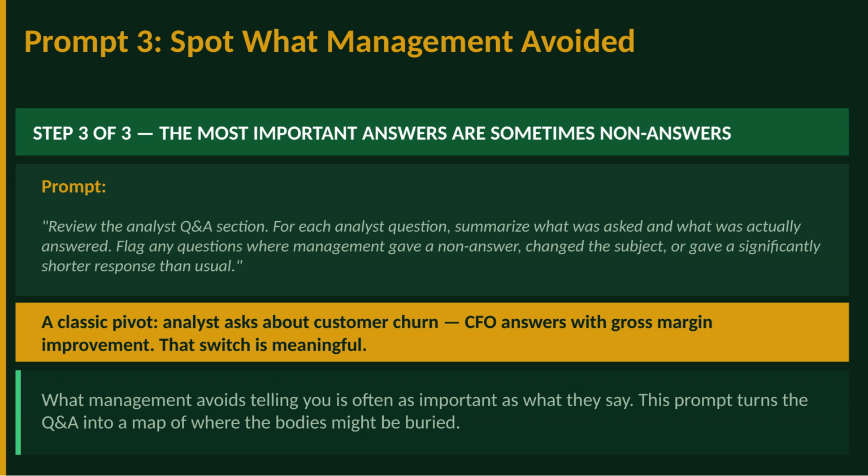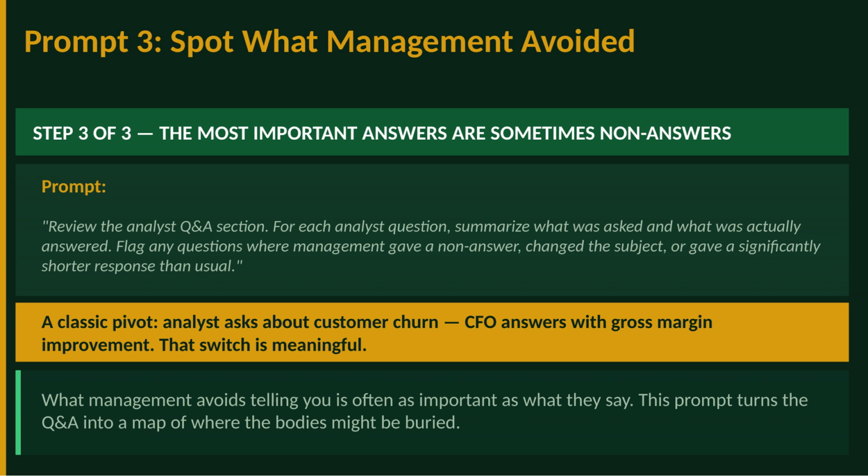Prompt 3 is the most powerful. Ask. Review the analyst Q&A section. For each analyst question, summarize what was asked and what was actually answered. Flag any questions where management gave a non-answer, changed the subject, or gave a significantly shorter response than usual.